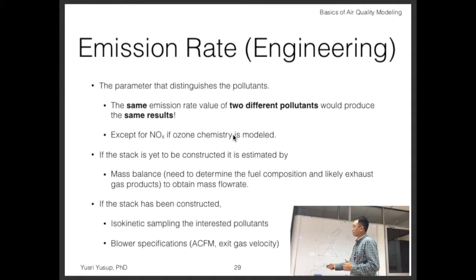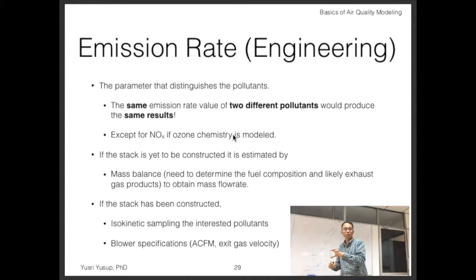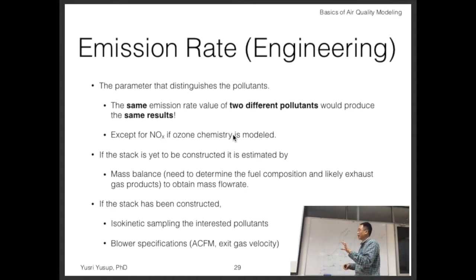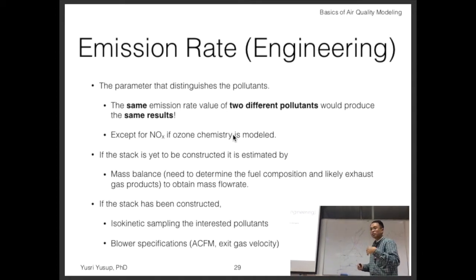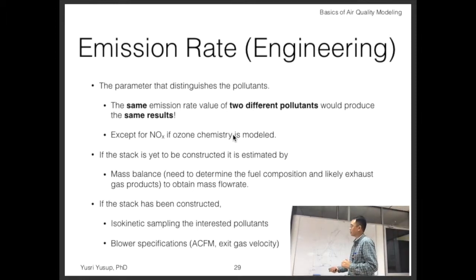If the stack has been constructed, we can go to the stack and then sample, but we need to obtain the emission rate, not the concentration. Remember, there's a difference between concentration and emission rate. Emission rate is mass over time. Concentration is mass over volume. You cannot use concentration inside the model. You must use the mass rate, in mass over time units. So to do that, we use this technique called isokinetic sampling. Have you ever heard of isokinetic sampling? None?